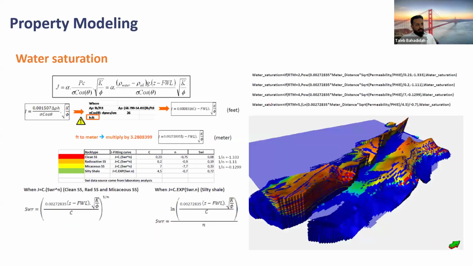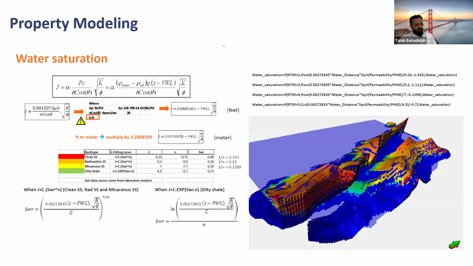Now here we have an example of the equation of the water saturation. You can see, for example, if you have clean sand, you are using a different N value. If you have radioactive sandstone or silty shale, so different reservoirs, they have different equations. And here you can see the equation we can use for each of them. I will demonstrate that for you, but we will do it in one equation, because if I do all of these equations, we will finish tomorrow.